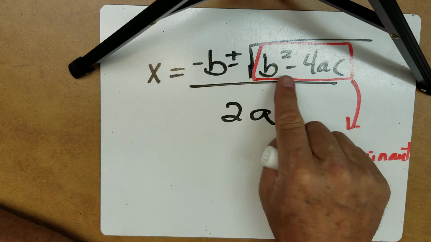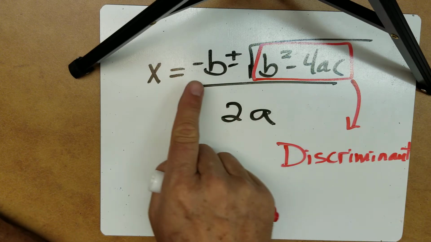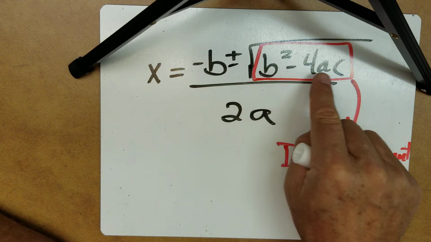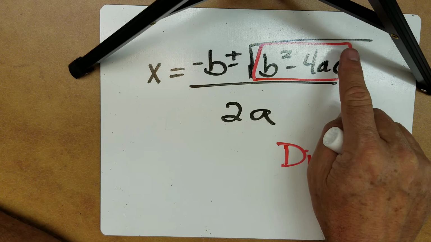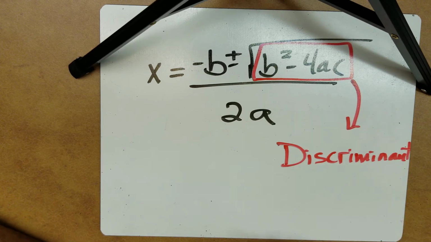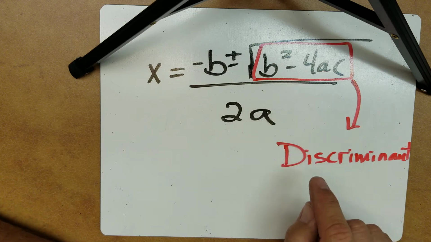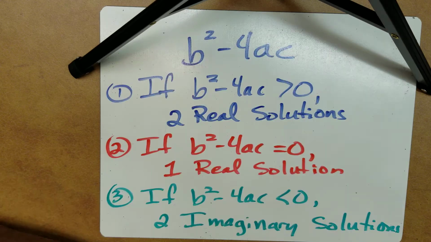If this ends up being 0, well, the square root of 0 is 0. So you're only going to get 1 solution. It'll be negative b over 2a. What if this is negative? Well, if this whole thing is negative, the square root of a negative number is imaginary, and that's where we come up with our 2 imaginary solutions. So the discriminant is this little b squared minus 4ac, and I'm going to give you the conditions to show whether you have 2 real solutions, 1 real solution, or 2 imaginary solutions. Let me show you how that works.